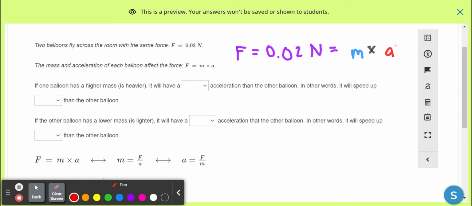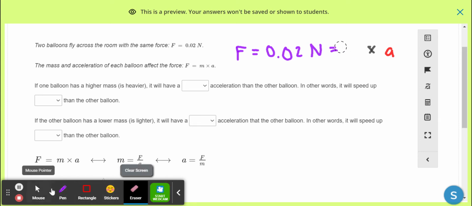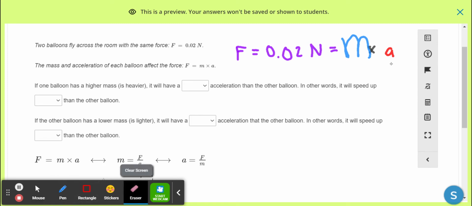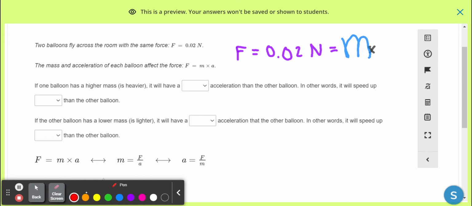Okay, so let's imagine this for the bigger balloon. So if my force has to come out to be 0.02 newtons, and my mass is bigger, so, still getting used to moving around on this menu. So let's say we got a really big mass, like a really large number. I'm going to make that a really big M. That means to get the same force, if I'm multiplying now a bigger number to something and getting the same answer, my acceleration is going to have to be smaller. So to get the same force, a big mass is going to be applied to a very small acceleration.